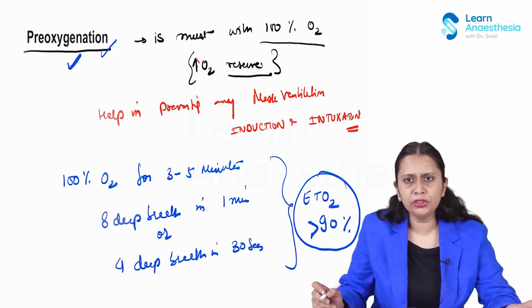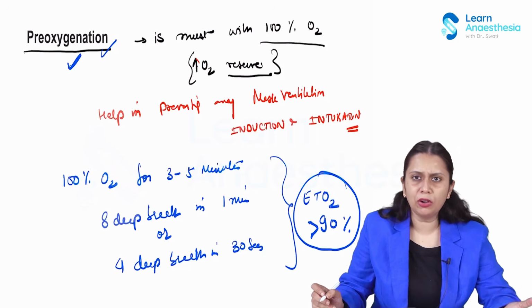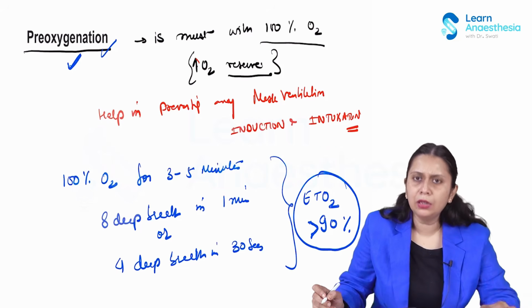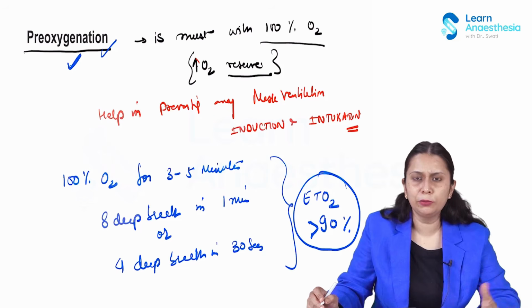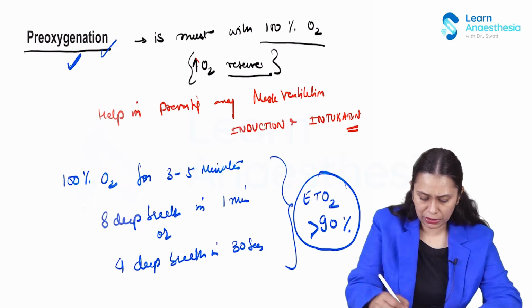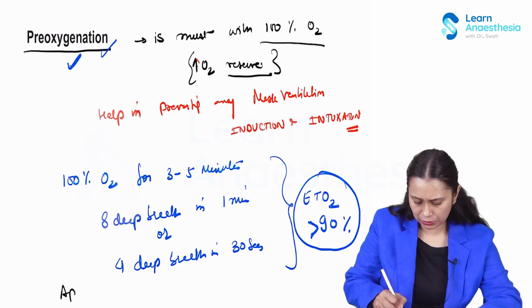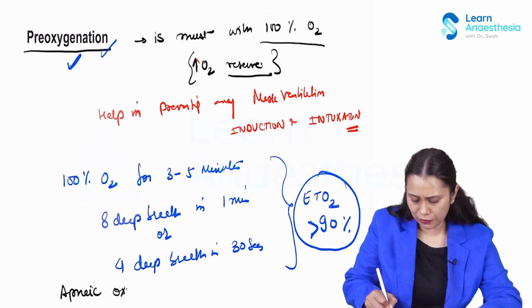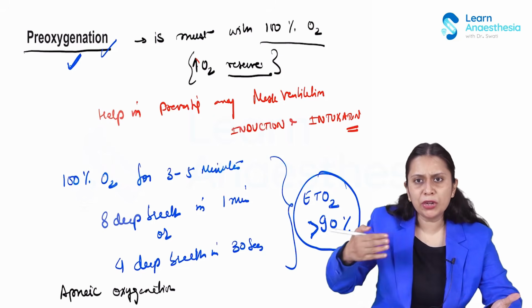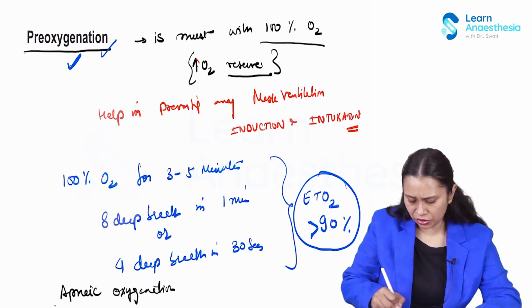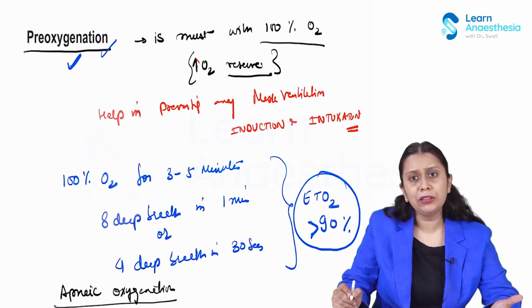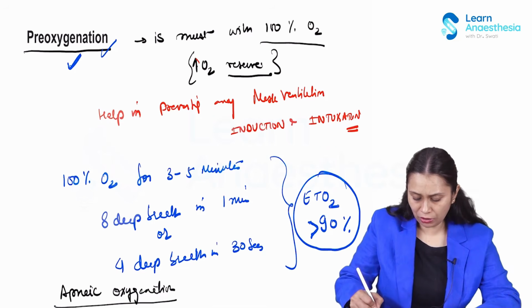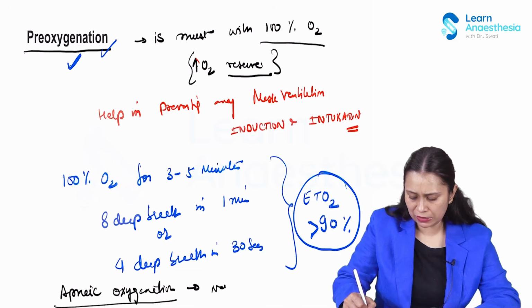Now apart from pre-oxygenation, we can also practice apneic oxygenation in these patients. So keep the nasal cannula attached even when we are doing the laryngoscopy, induction and intubation, etc. So apneic oxygenation can also be practiced. Pre-oxygenation is when the patient is actively breathing, and apneic oxygenation is giving oxygen when the patient is in apnea. So apneic oxygenation we can give by nasal cannula.